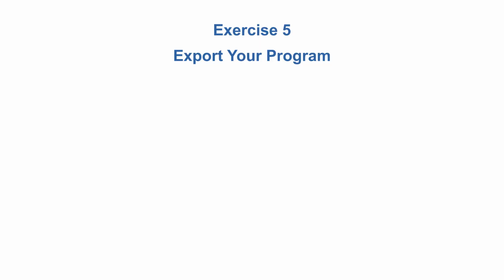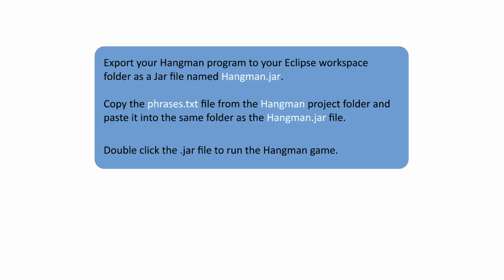If you want to run it without Eclipse or share it with anyone else, you'll need to export it. Exercise 5. Export your program. Export your Hangman program to your Eclipse workspace folder as a jar file named hangman.jar. Copy the phrases.txt file from the Hangman project folder and paste it into the same folder as the hangman.jar file. Double-click the .jar file to run the Hangman game. It should run the same as before.